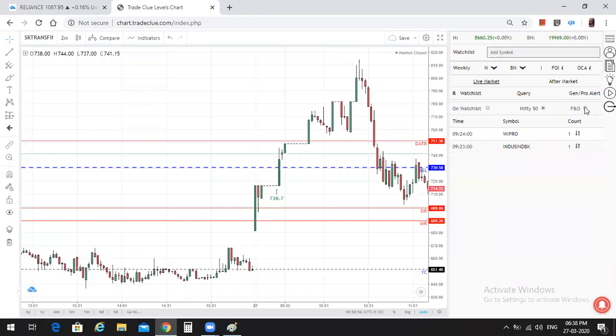Now, in this case, I want to understand how to trade. So SRT Finance not allowed to trade, GMR not allowed to trade, IndusInd not allowed to trade. Let's come back to this one called Petronet.